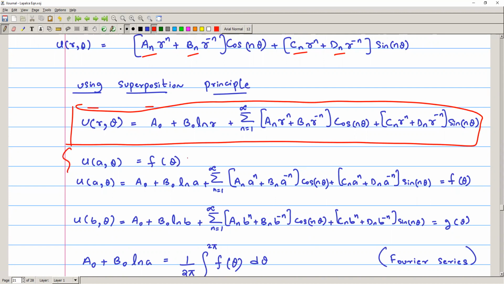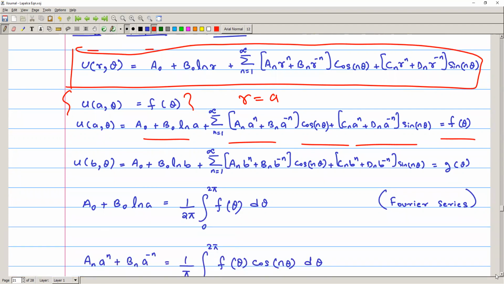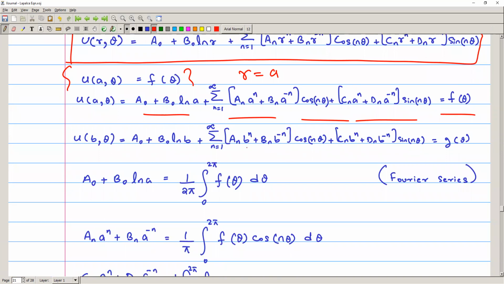Now we'll apply the boundary condition that was given. u(a, theta) is equal to f of theta, which means that now we'll apply r is equal to a. So here is the solution for this, which is equal to f theta, which means a naught plus b naught. Now we can see that this is a general Fourier series. We have two boundary conditions, u(a, theta) and u(b, theta), because this is an annulus.